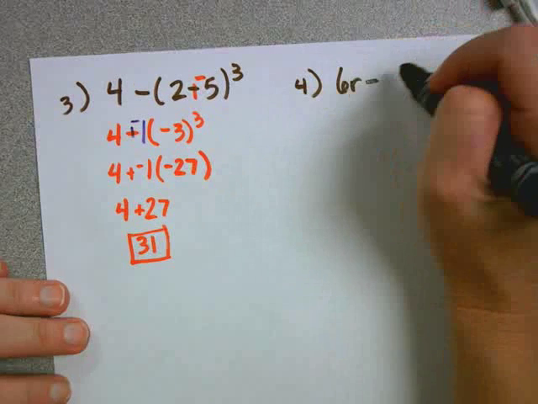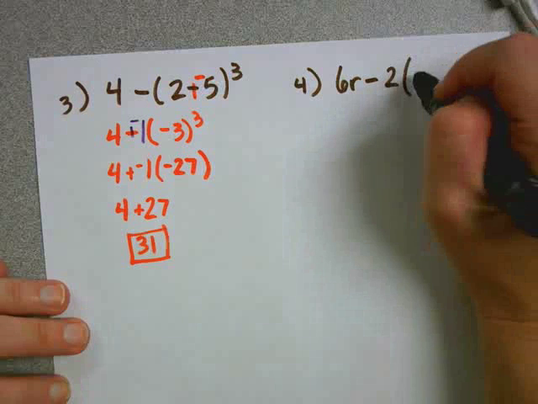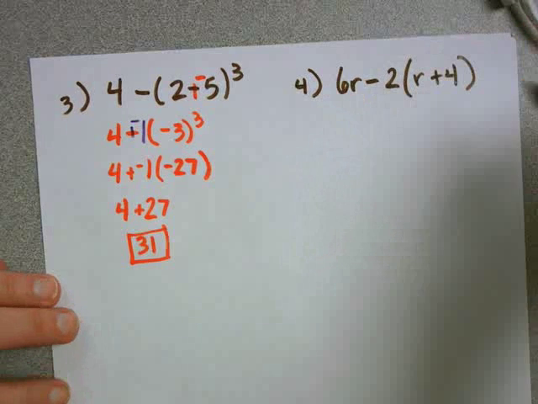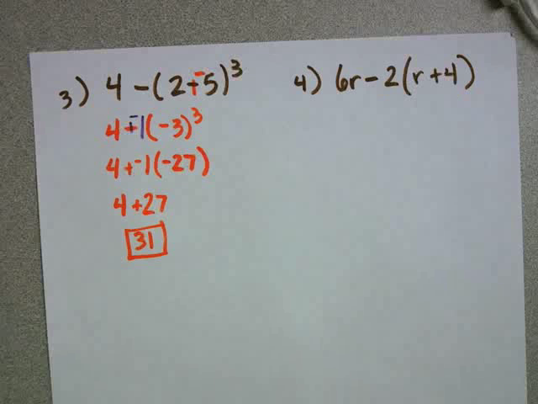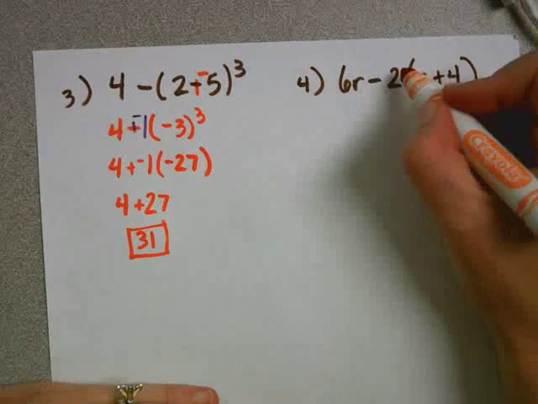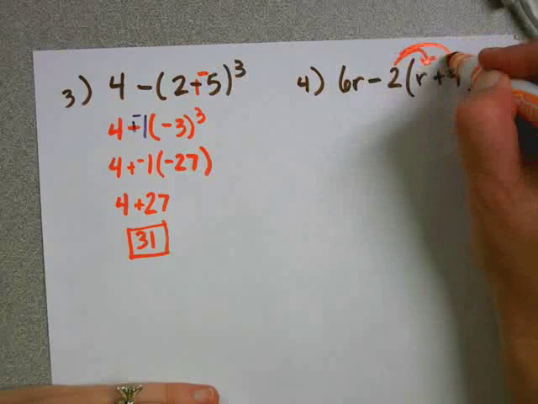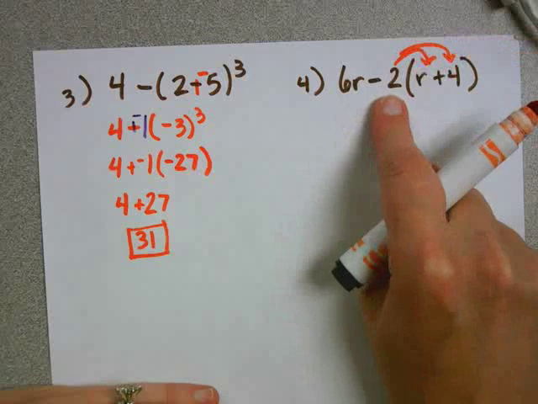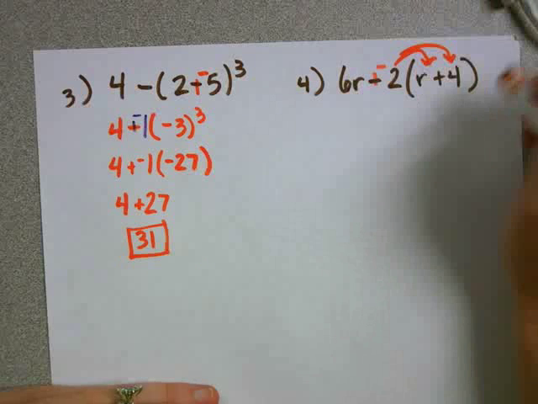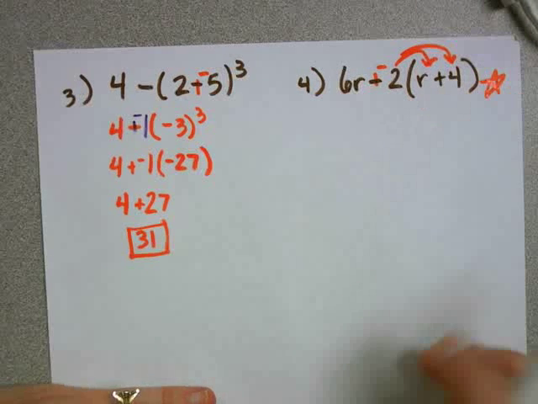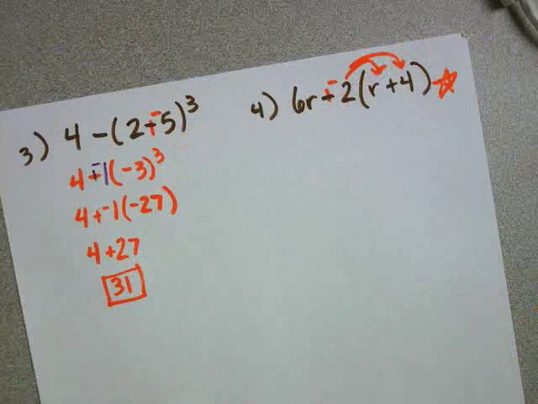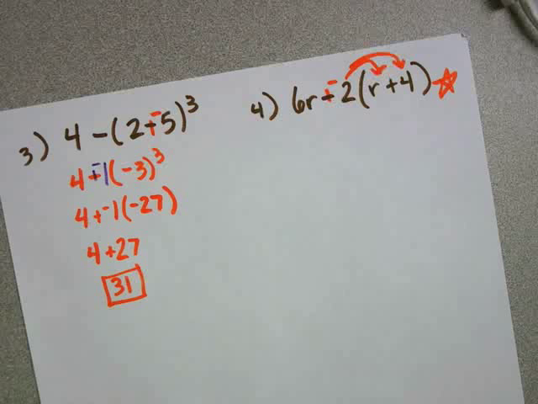6r minus 2 times the quantity of r plus 4. So I have parentheses, right? But I can't add them together because they're not like terms. So I need to distribute. But I need to distribute not 2. What's being multiplied there? Not 2. It's negative 2. And this is bingo bango. The number 1 mistake we're going to have on the summative assessment is people are going to distribute a 2 there and make a mistake.